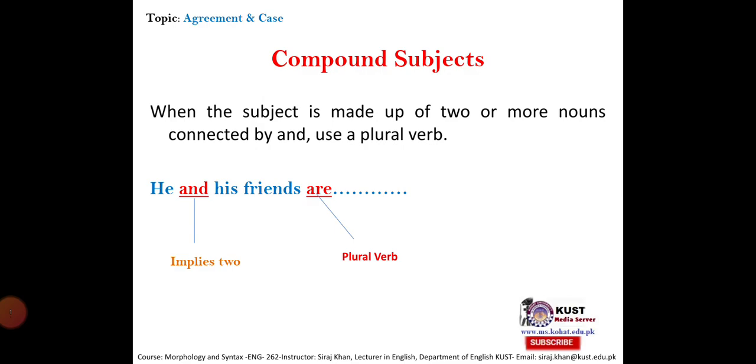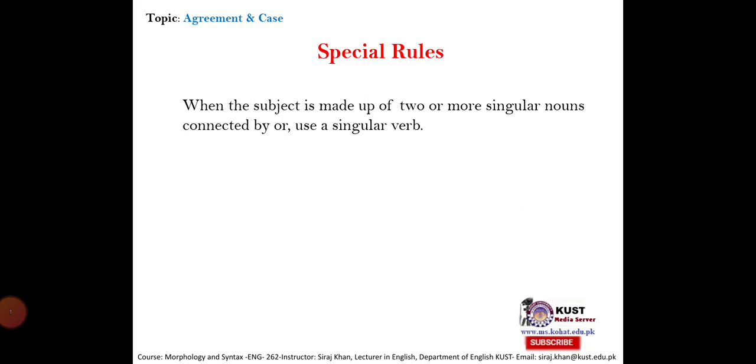He and his friends are driving a car. He and his friends are playing tennis. He and his friends are studying for the upcoming exam. So a compound subject always takes a plural verb. And compound subjects are formed with the help of the coordinating conjunction "and".